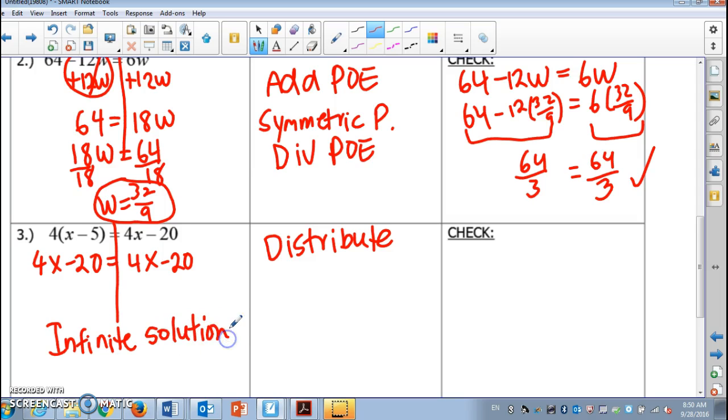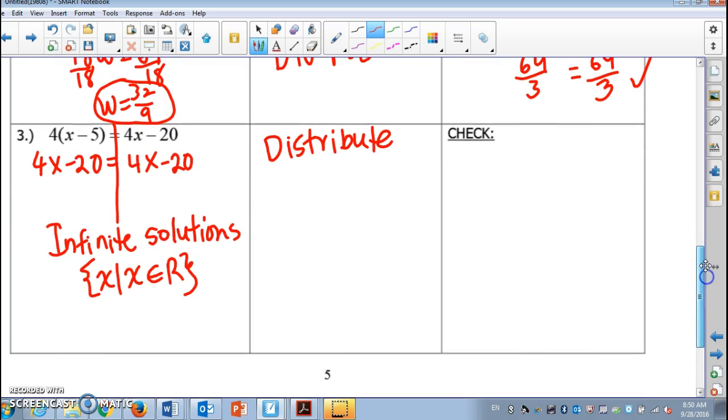When they're exactly the same, infinite solutions. We can either say infinite solutions or x such that x is an element of all real numbers. We can check this, but no matter what number we plug it in, it's going to be the same answer. So we can plug in any numbers and check it. But you know what? I'm not going to do that. All right? Isn't this easy? Okay, move on to the next question. I'm going to turn to the next page.